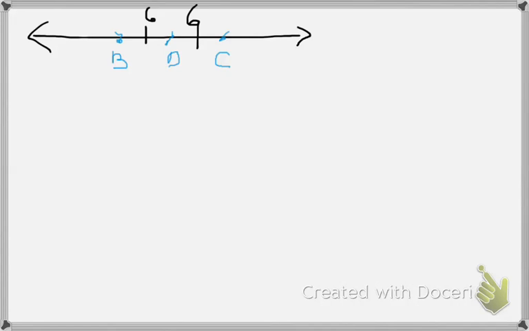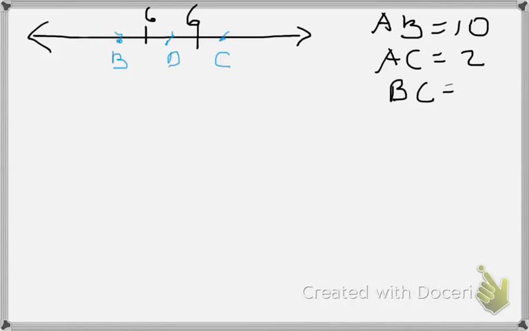It says the lengths of AB, AC, and BC are 10, 2, and 12. So AB equals 10. Sorry. And then it says AC equals 2. And BC equals 12. So I just wrote the information there. What is the length of AD? Well, we're not sure where A goes.